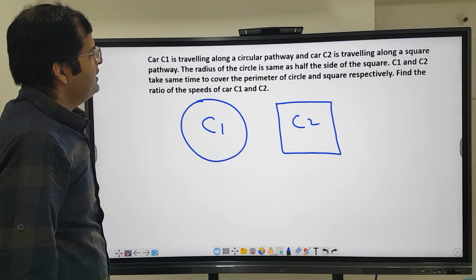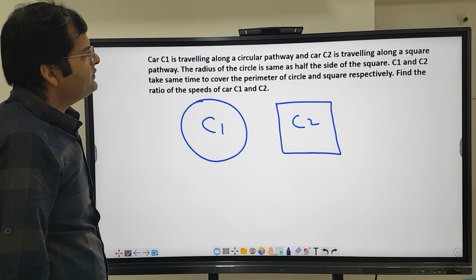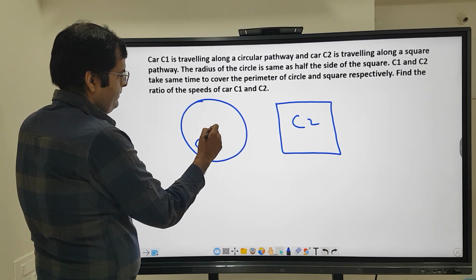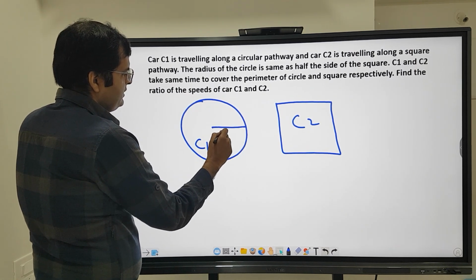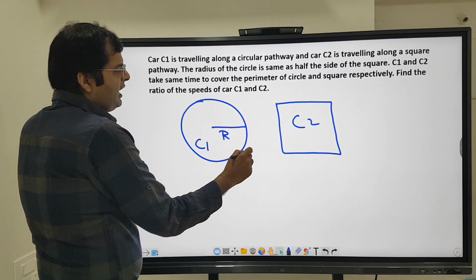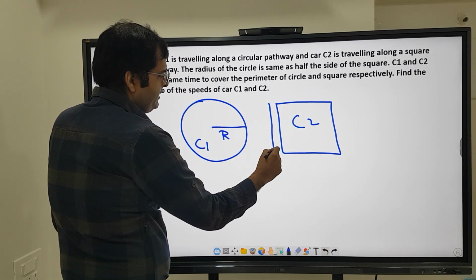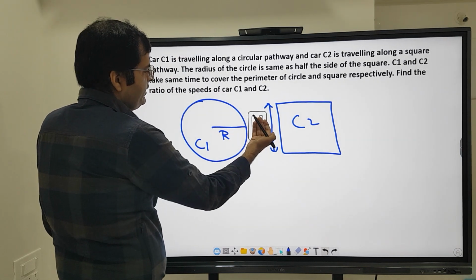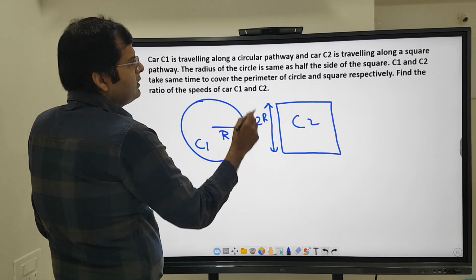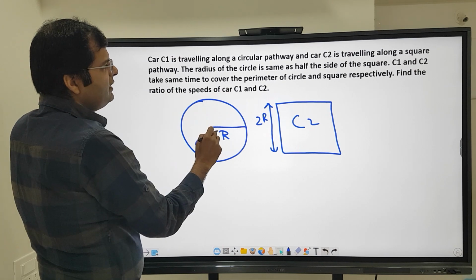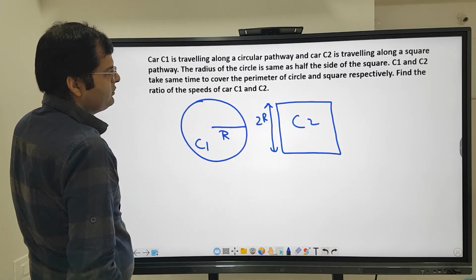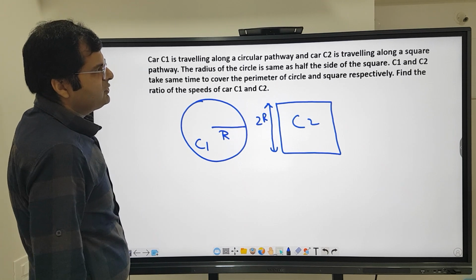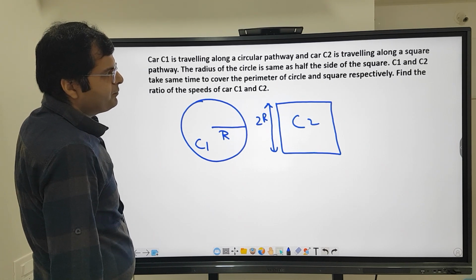The radius of the circle is the same as half the side of the square. So the radius R is half the side of the square. That means the side of the square is 2R. Correct, the radius is R and the side of the square is 2R.